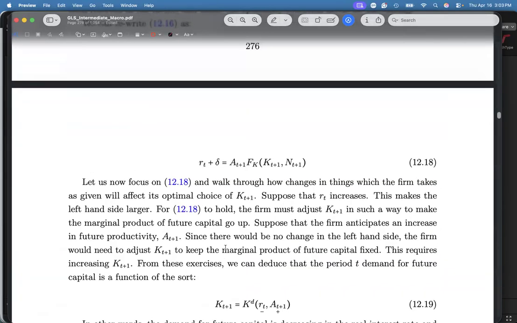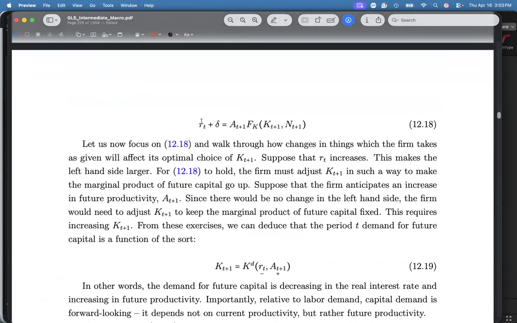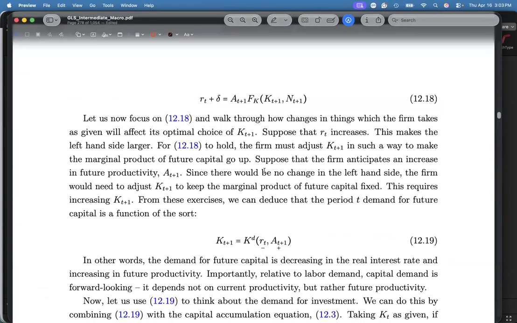Okay. You can simplify it a bit and it will become this one, 12.18. The 1's basically cancel. So it's gonna be RT plus delta equals the marginal product of labor. Marginal product of capital, I should say. Okay. So let's think about the relationship between R, possibly delta, right? Although we're not super interested in delta. And the value of A.